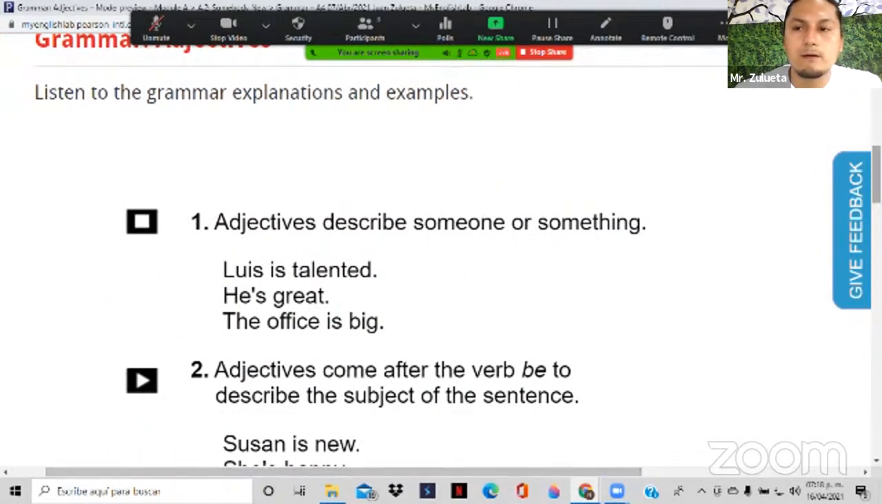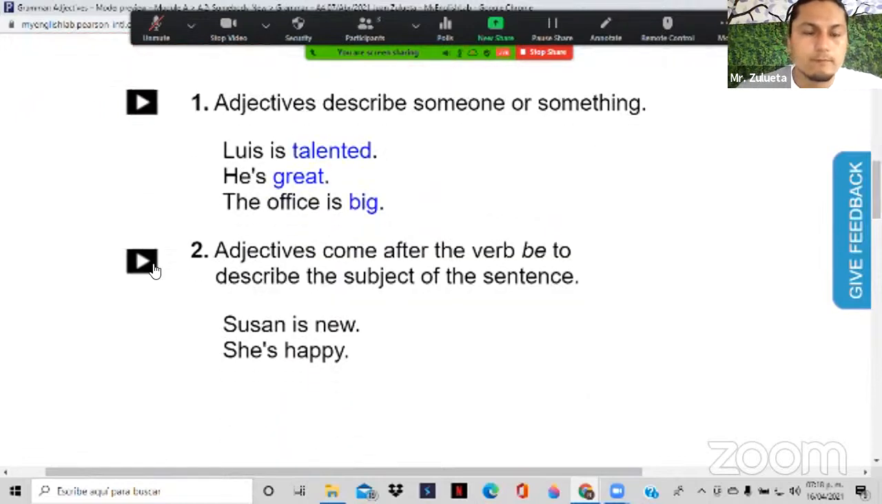Luis is talented. He's great. The office is big. Adjectives come after the verb be to describe the subject of the sentence. Susan is new. She's happy.